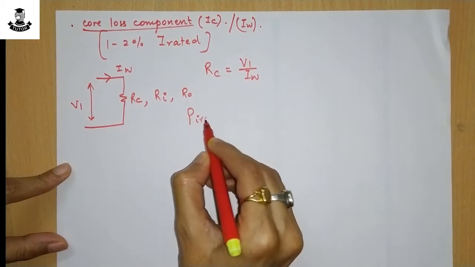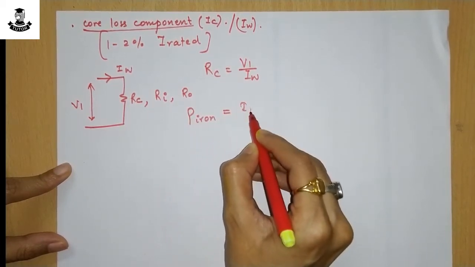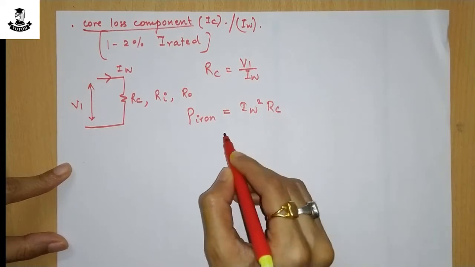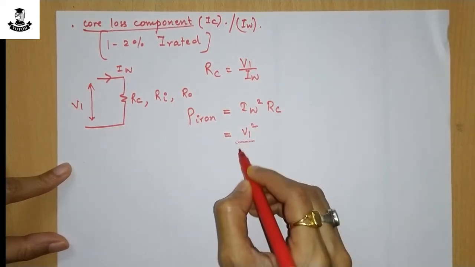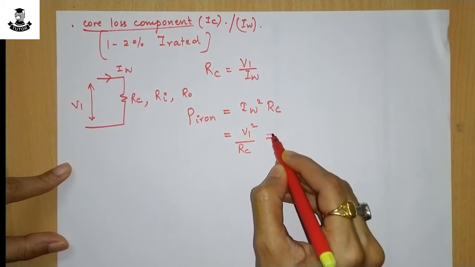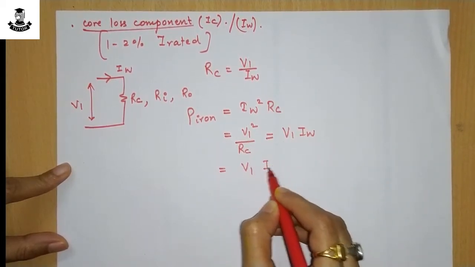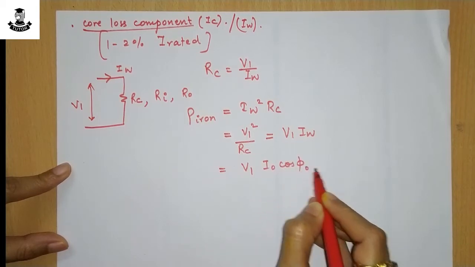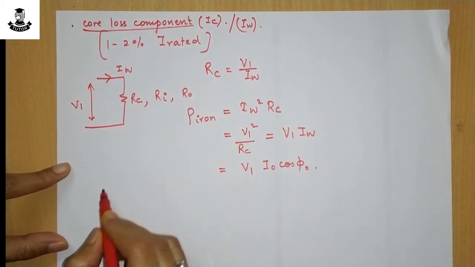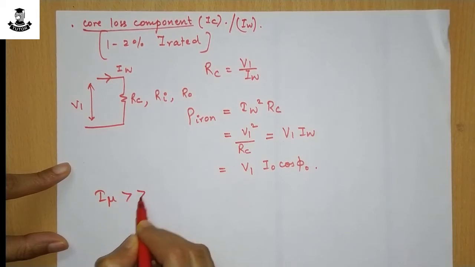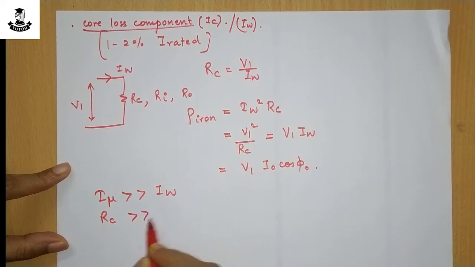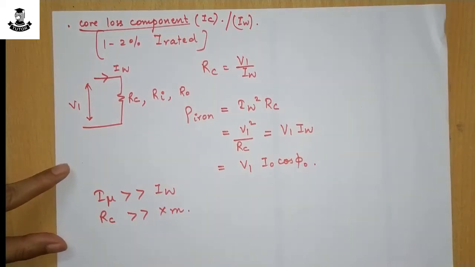Iron loss is given as IW square RC, which is also written as V1 square upon RC, or V1 into IW, or V1 I0 cos phi naught. As we know, since the magnetizing current is much greater than this core loss component, hence RC is always greater than Xm.